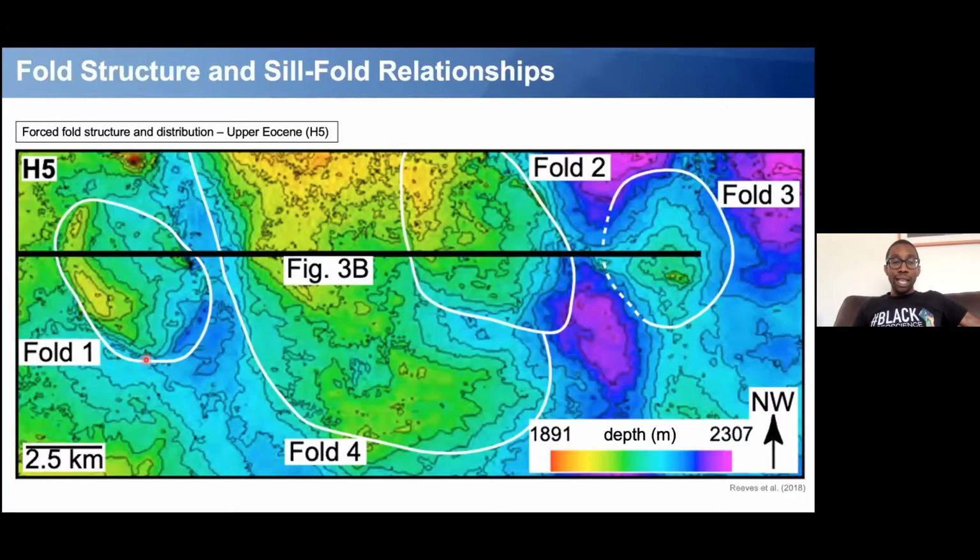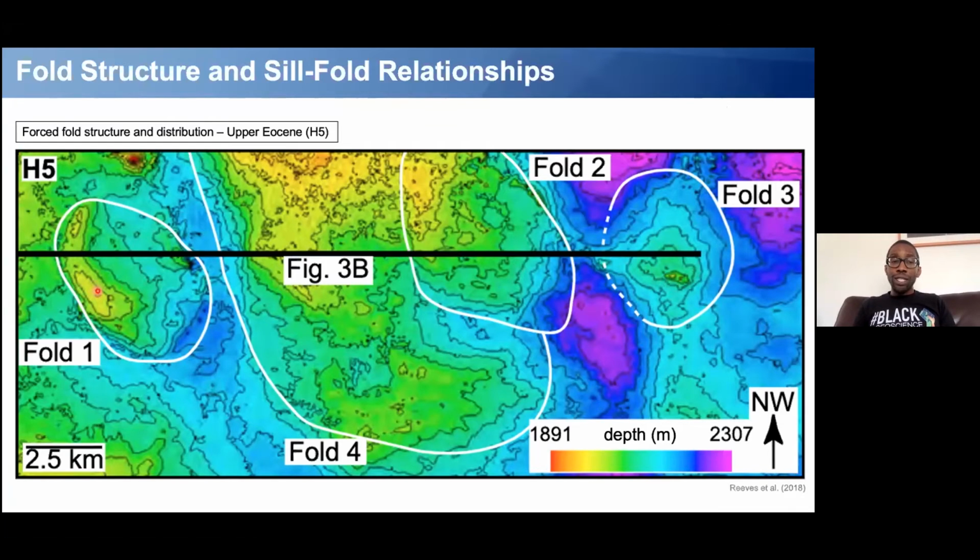The white lines here are the sills lying underneath this surface. And this area here is a relative high, another relative high, and another relative high. These are forced folds sitting above the white outlined igneous sills. Fold 3 looks kind of normal, right? It looks like a dome like we saw in the earlier examples.